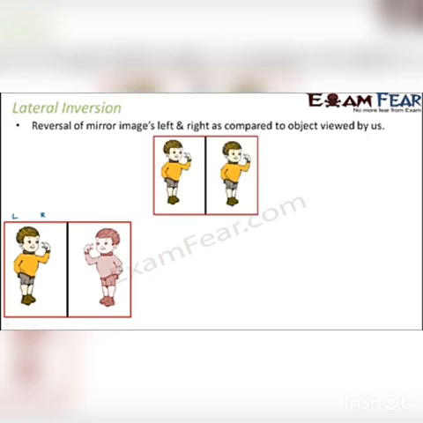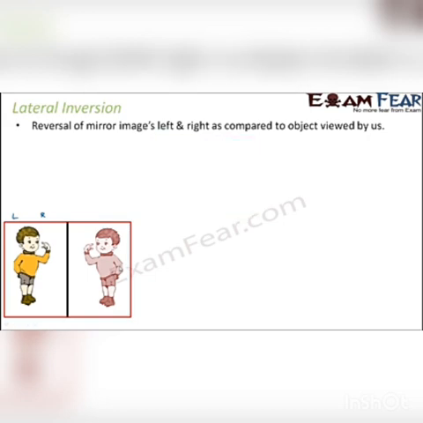So this phenomenon of reversal of the mirror image, left and right, as compared to the object is known as lateral inversion. Inversion means something getting reversed, something getting inverted. So what is getting inverted here? Left and right. Left becomes right, right becomes left. So this is called lateral inversion, and it happens for all image formation in plane mirrors. It always happens. Now the question is, why does that happen and why should that happen?